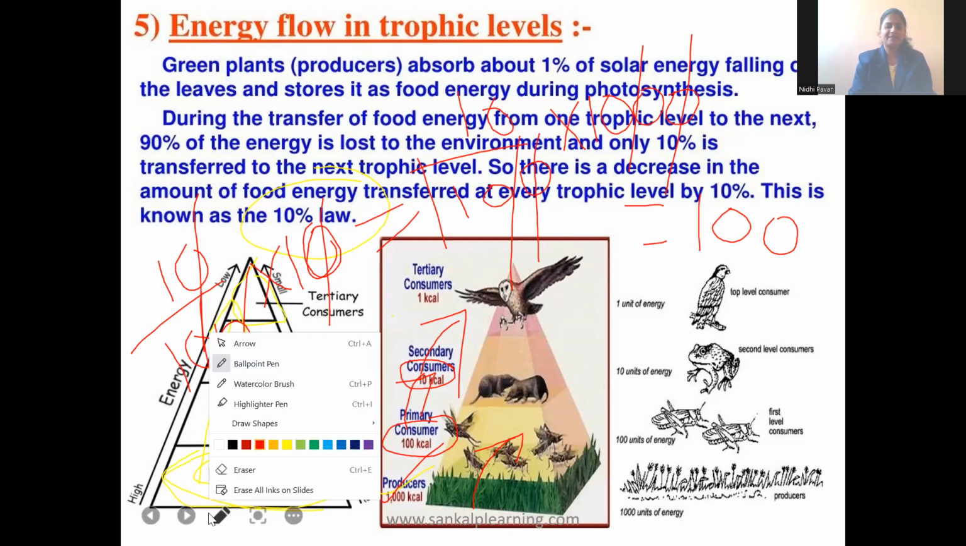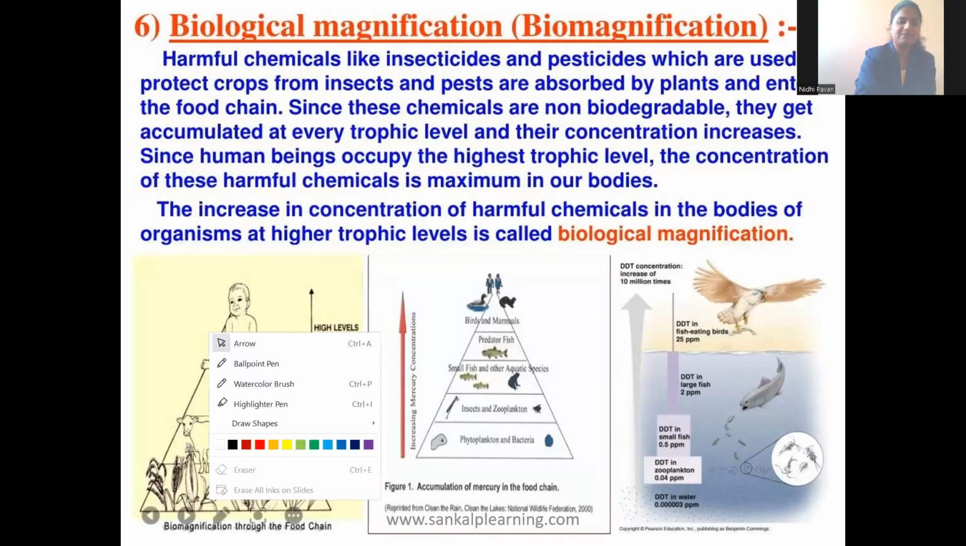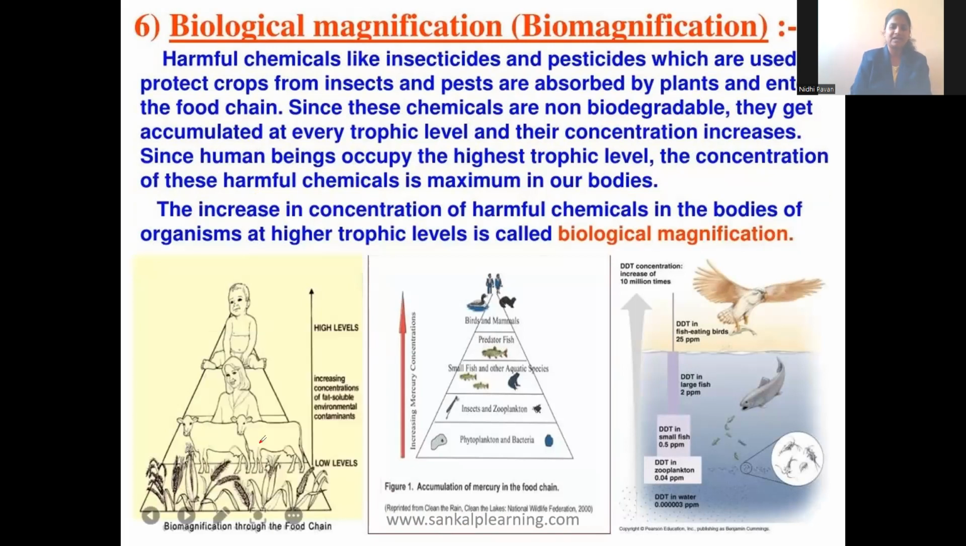Next, the next concept is biomagnification. So what is this biomagnification? As you are seeing the different diagrams over here, in the first diagram the plants are there. The crops will be sprayed with pesticides and insecticides. Those crops are eaten by the cow.